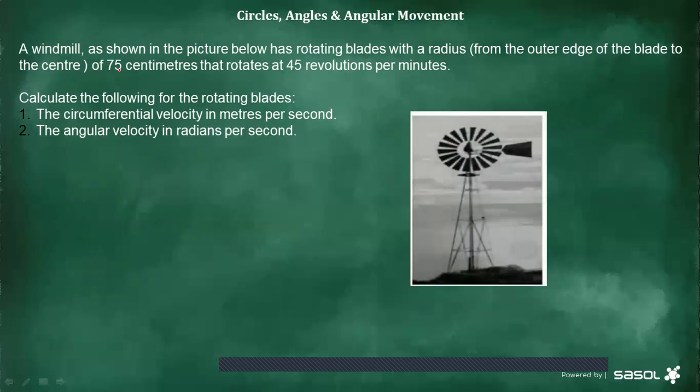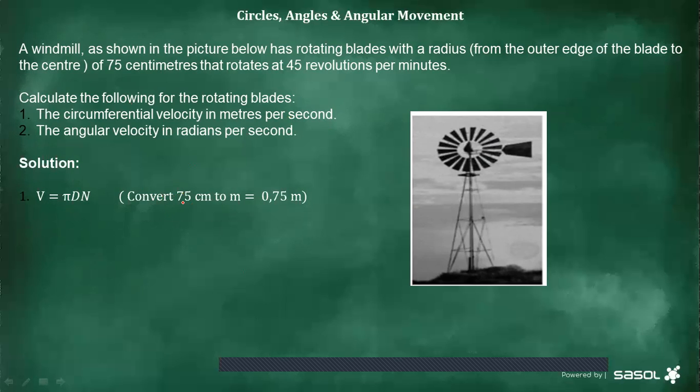A windmill, as shown in the picture below, has a rotating blade with a radius from the outer edge of the blade to the center of 75 centimeters that rotates at 45 revolutions per minute. Calculate the following: for the rotating blade, the circumferential velocity in meters per second. You write the correct formula, but we have to convert what?